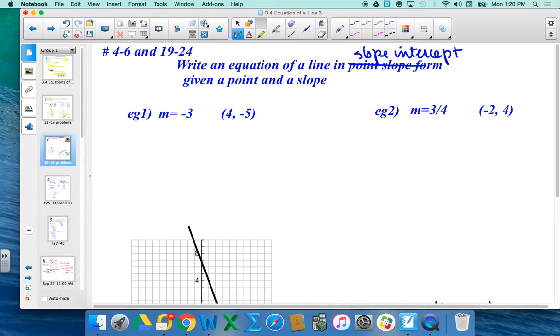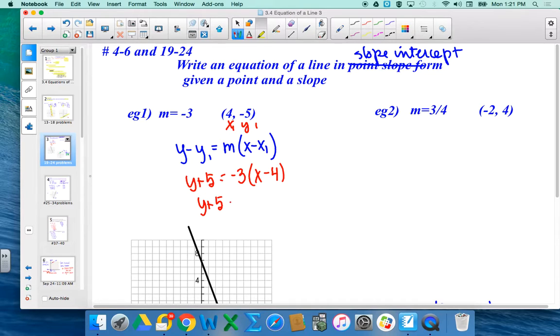So, like I said, every time you're asked to write an equation of a line, you should think y minus y1 is equal to m times x minus x1. Every time you're working these problems, numbers 4 through 24, if you'll write down the formula, by the time you finish, you'll have learned it. Then go back and label this point, x1, y1. Plug the numbers in. You have y minus a minus 5 is equal to negative 3 times x minus 4. So you get y plus 5 is equal to negative 3x plus 12. This is point-slope form.